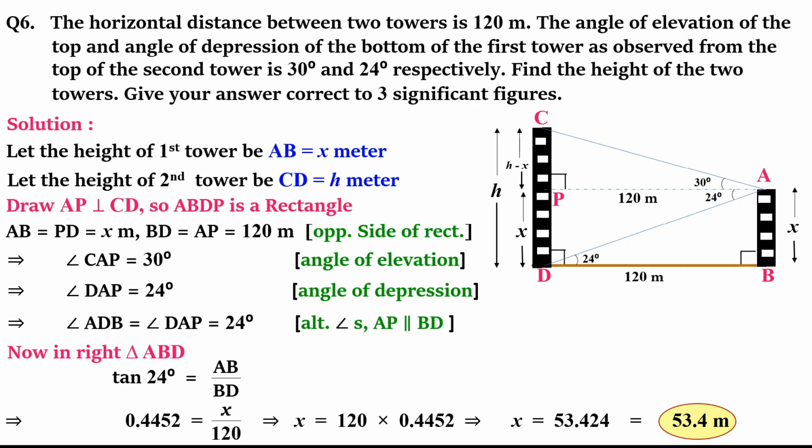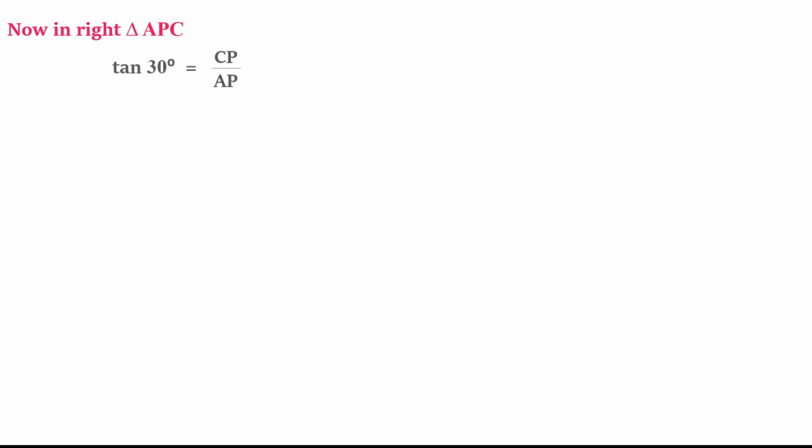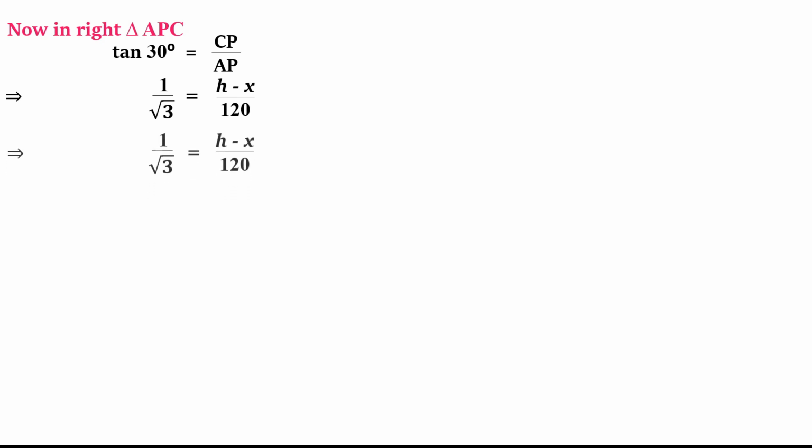Now let's switch over to the second right triangle, which is ACP or APC, in which the height is h minus x, the base is 120 and the angle is 30. Once again we will make use of tan 30 only, which is CP upon AP. Tan 30 is a standard angle, so we will use the known value. CP is h minus x upon 120. Here we cross multiply. h minus x becomes equal to 120 upon root 3.